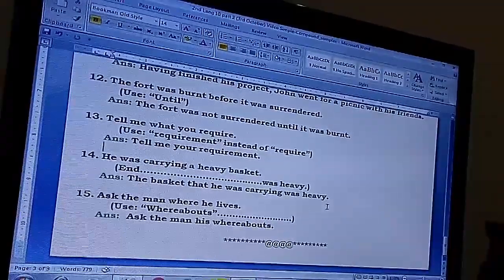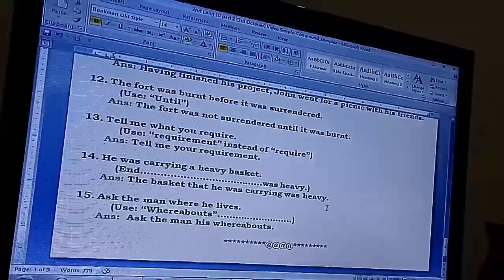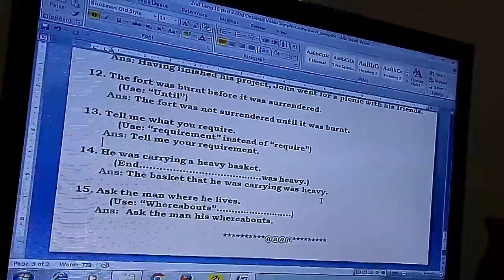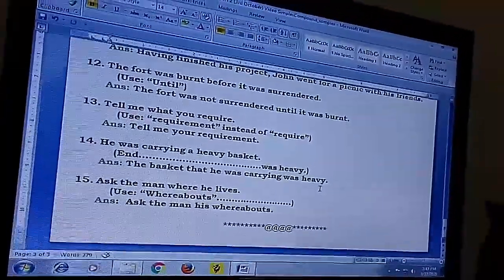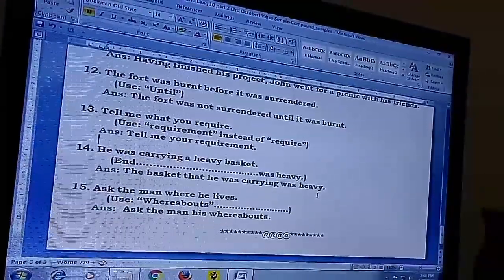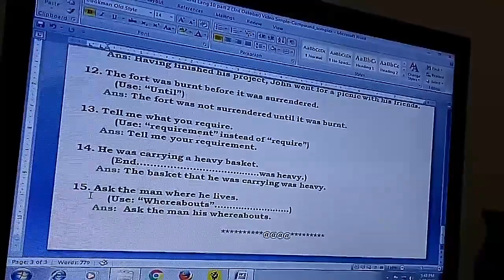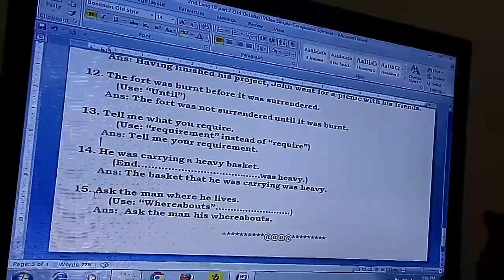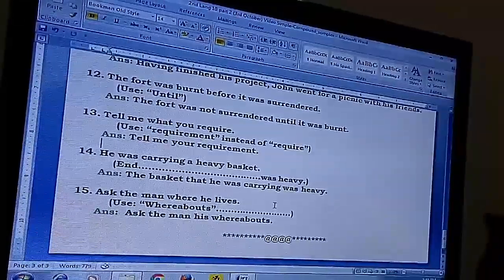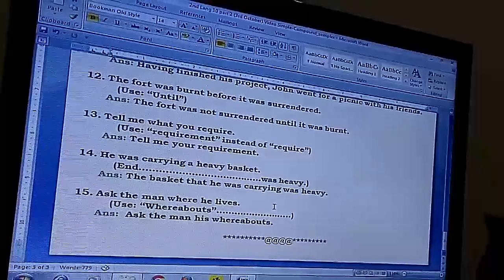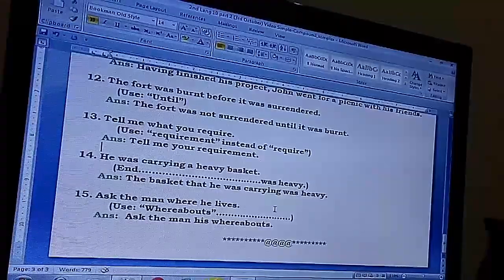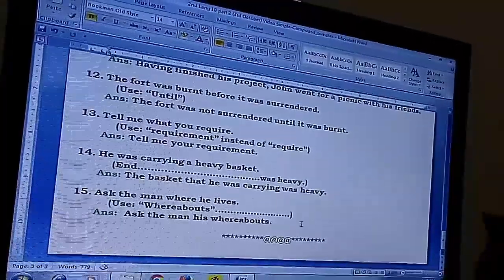So again and again I tell you, dear children, you have to be familiar with this type of sentences, uses, changes from one form to another, and there is no shortcut. You need to practice. 15th and the last example of this lesson today. Ask the man where he lives. Use whereabouts. I hope you know the meaning of the word whereabouts. Whereabouts means his address. So ask the man his whereabouts.